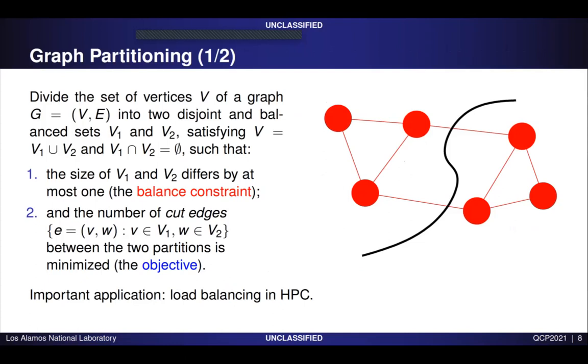Graph partitioning is an NP-hard problem where the task is to divide the vertices of a graph into two disjoint and balanced sets, such that the number of edges connecting those two sets is minimized. This problem statement has two parts: the constraint of a balanced set of vertices and the objective of minimizing the number of edges, i.e. the cut size, between two sets. Graph partitioning is a useful problem to solve for real-world applications. One example is load balancing in high-performance computing.